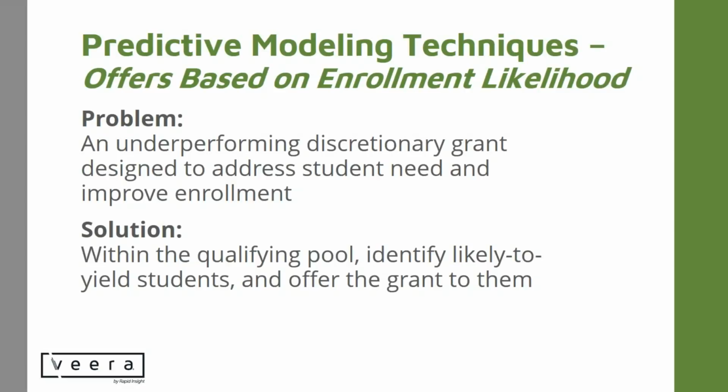And so as they were going through, they had discovered that if you can first identify those individuals that are likely to yield or that display a higher affinity and still fall within the category that the grant was designed for, if it's a performance bracket or if it's an out of state or anything along these lines, you can have this grant accomplish the mission that it was designed for if you identify these likely to yield students and offer the grant to them.